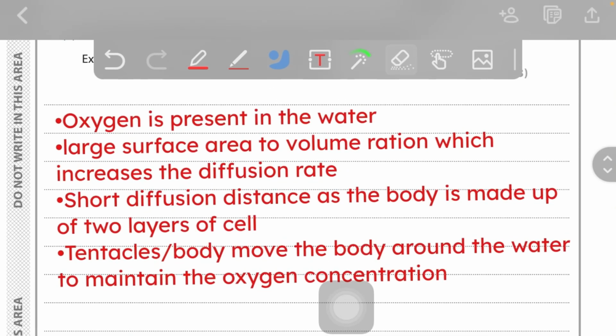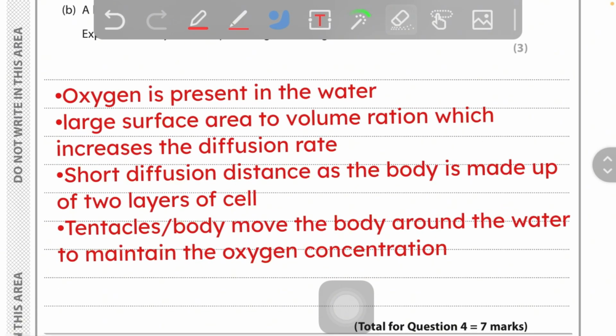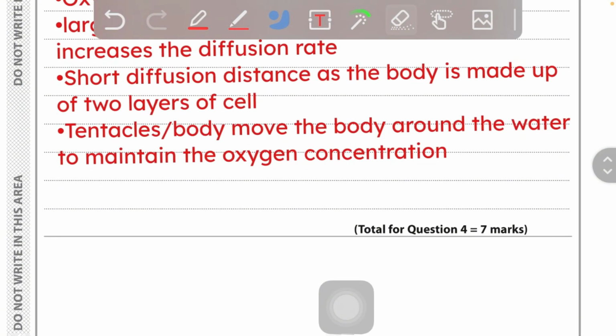So here is the answer. Oxygen is present in the water. Large surface area to volume ratio, which increases the diffusion rate. Short diffusion distance, as the body is made up of two layers of cells. Tentacles slash body move the body around the water to maintain the oxygen concentration.